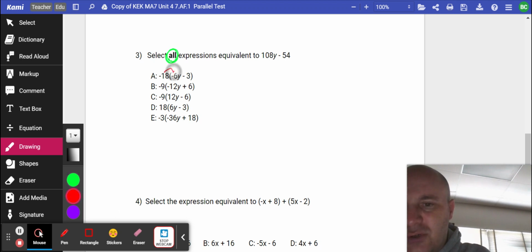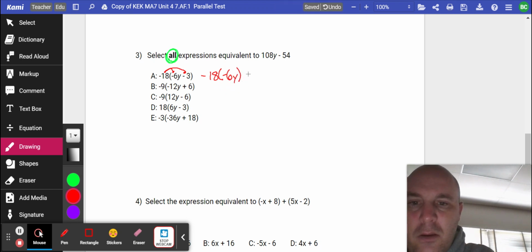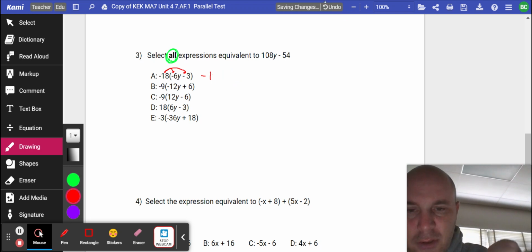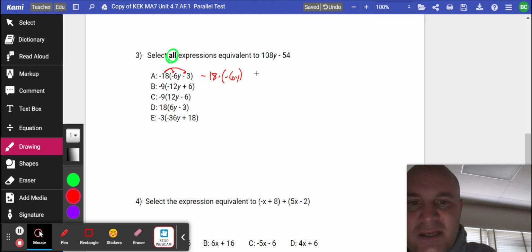So I'm going to distribute, and I'm going to do negative 18 times negative 6y. Let me back that up a little bit. Undo, undo. There we go. Negative 18 times negative 6y, like that, sorry. And then I have negative 18 times negative 3, and I'm going to add those two together.